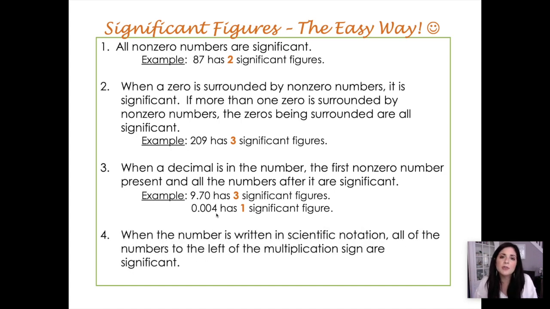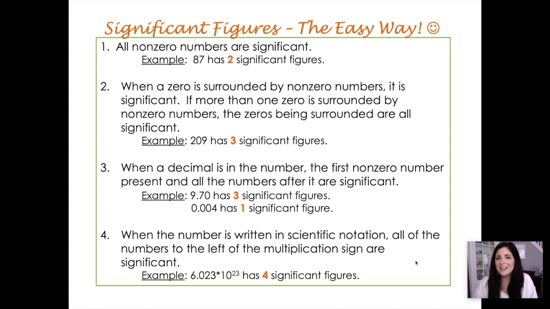So when a number is written in scientific notation, all of the numbers to the left of the multiplication sign are considered significant. So if I had the number 6.023 times 10 to the 23rd, hopefully you recognize that is Avogadro's number. That number or that measurement has 1, 2, 3, 4 digits to the left of the multiplication sign, and therefore all 4 of those would be considered significant. And those are all the rules you need to know to just count the number of significant figures in measurements.